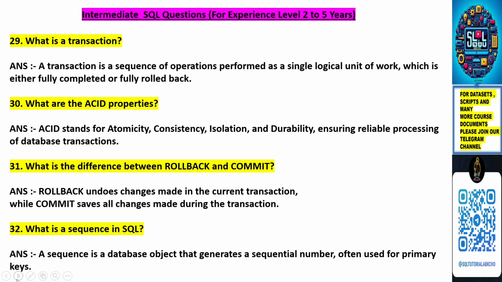So the 31st question: what is the difference between rollback and commit? Rollback undoes changes made in the current transaction, whereas commit saves all changes made during the transaction. So basically rollback will undo the current transaction, whereas commit will save all the changes that are made in the transaction.